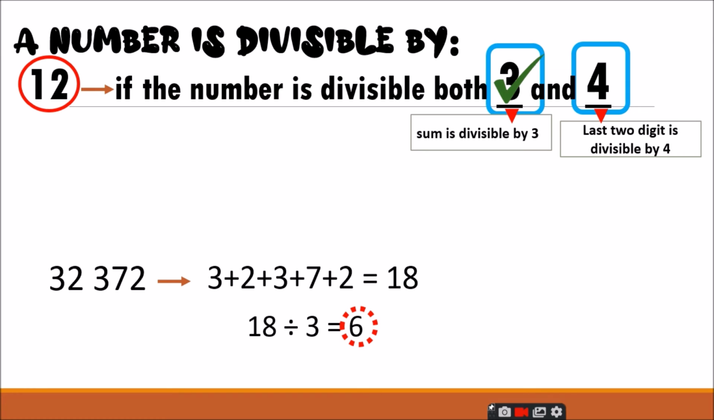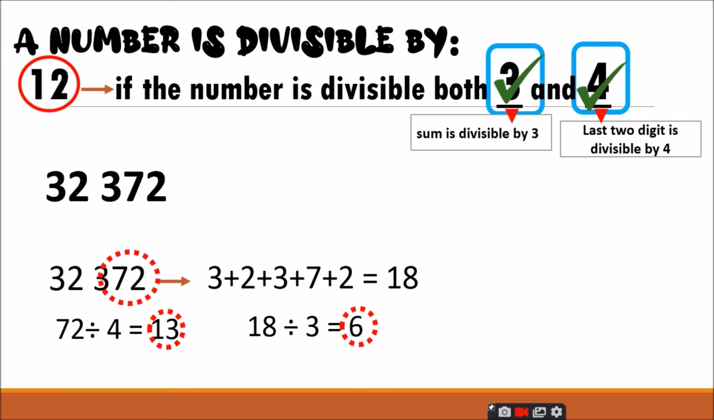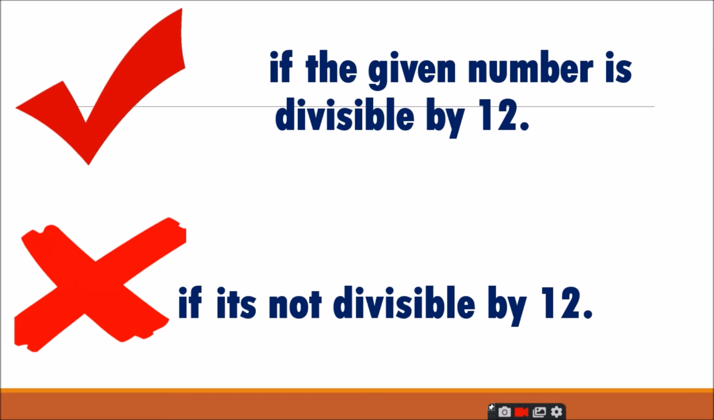Next one, let's check if the number is divisible by 4. So let's look at the last two digits, which is 72. So let's check if this 72 is divisible by 4 by dividing. 72 divided by 4 is equal to 18. And 18 is a whole number. So we can say that this number is divisible by 4. So the number 32,372 is divisible by 12.